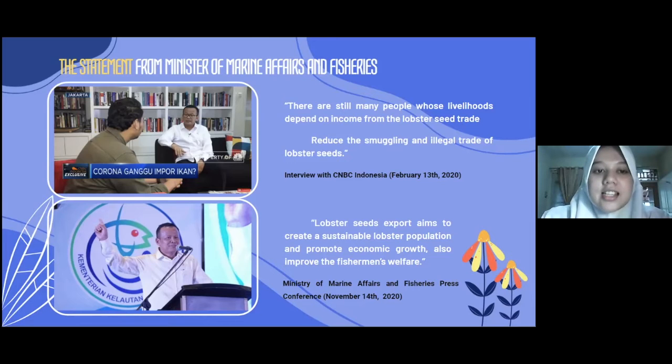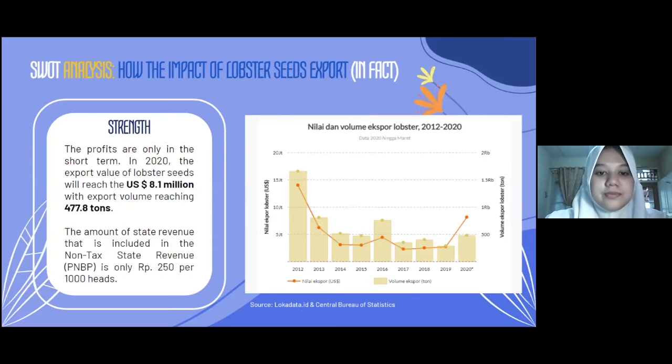So in this analysis, we want to analyze whether the statement really has an impact on the fishermen and on Indonesia. Okay, so next slide, please. Okay, to analyze the statement from Edi Prabowo, we use the SWOT analysis to see the impact of lobster seed export in fact and in reality.